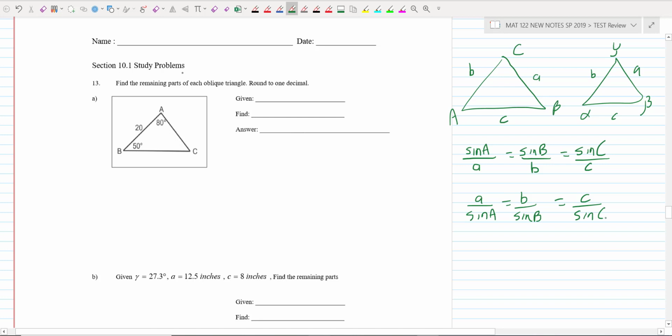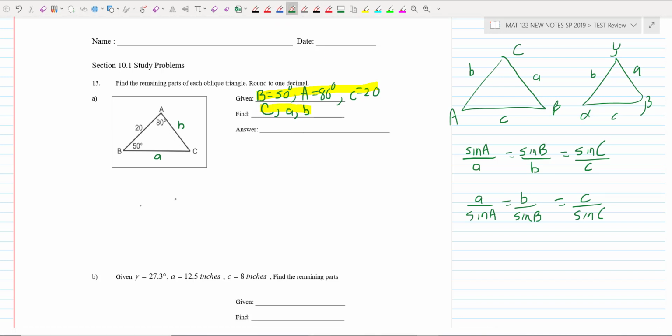Okay, so what I would do on this one, we're going to just kind of identify what we're given in this problem. So it looks like we're given that angle B is 50 degrees. Angle A is 80 degrees, and side c would be equal to 20. So that's what we're given in this problem. What we're going to try to find is the remaining parts of the triangle. So we have to find angle C, we have to find side a, and we have to find side b. Okay, so that's what we're looking for.